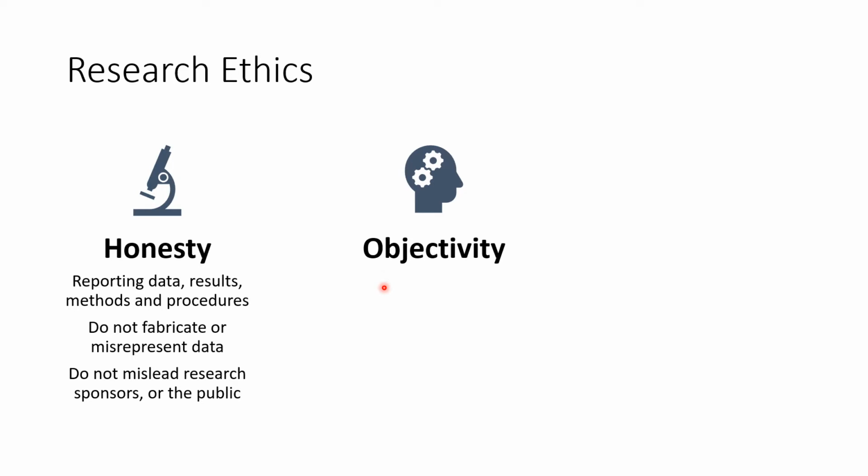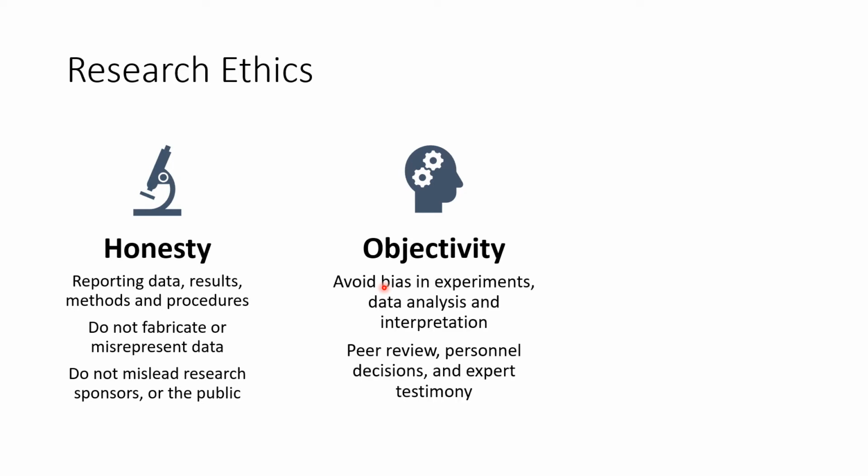The second item is objectivity. In objectivity, avoid bias. Do not bias your experiment so you get certain results. Do not bias the experiment, the data analysis, or even the interpretation of the data or the results. You have to be very objective when you do peer review, when you review others' work, and avoid having personal interest, whenever you make your own decision about the research work, or even when you provide expert testimony.